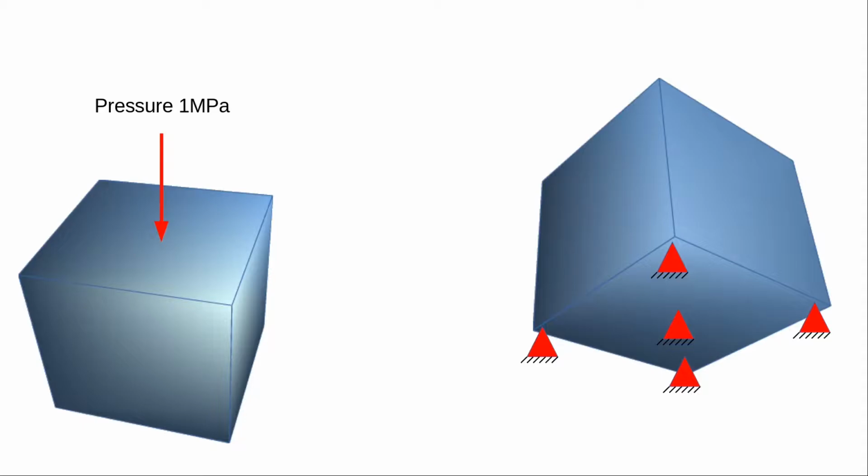It's a 1 meter cube. So in all three directions, the size of the cube is 1 meter. So it's 1 meter high, 1 meter wide, and 1 meter in depth. We are applying 1 megapascal pressure on the top surface of the cube, and on the bottom surface of the cube we have the entire surface rigidly fixed to the ground. So let's get started.